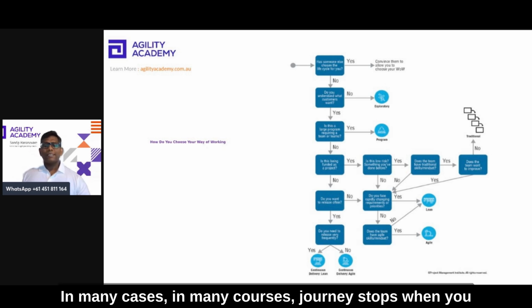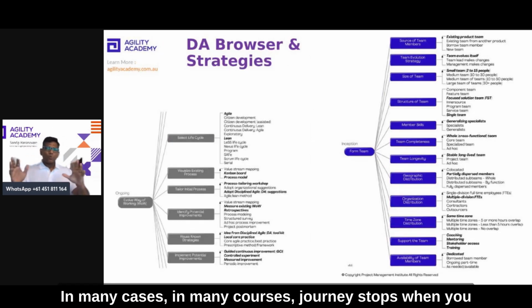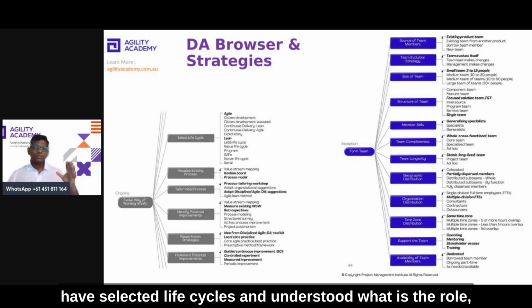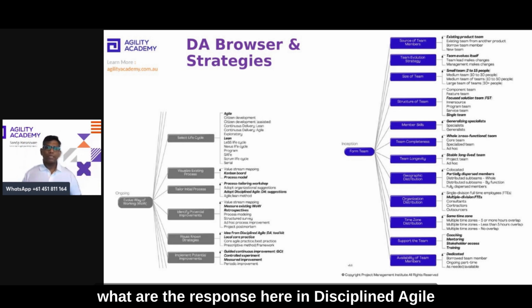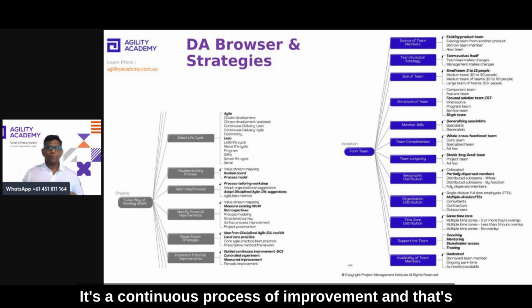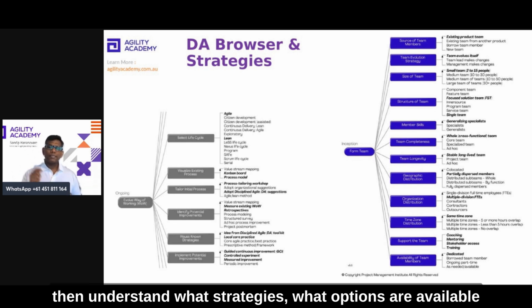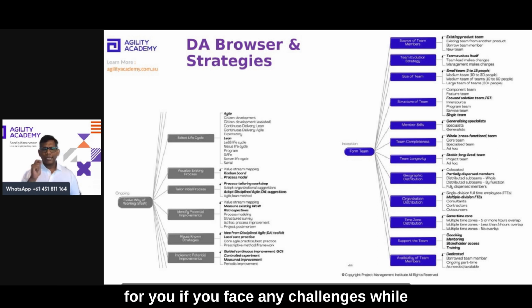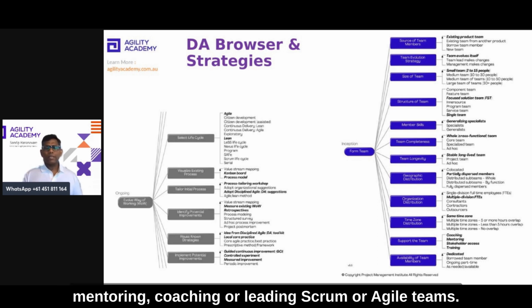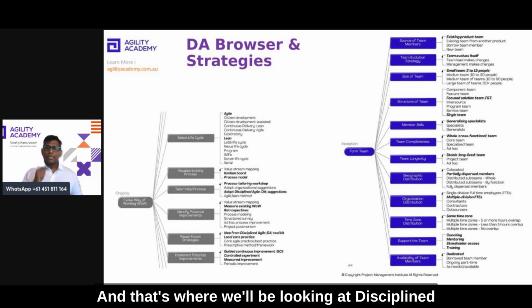Now, in many courses, the journey stops when you have selected life cycles and understood what the role and responsibilities are. Here, in Disciplined Agile, it's a continuous process of improvement, and that's where you will go beyond certain frameworks and understand what strategies and options are available to you if you face any challenges while mentoring, coaching, or leading Scrum or Agile teams. And that's where we'll be looking at the Disciplined Agile Browser.